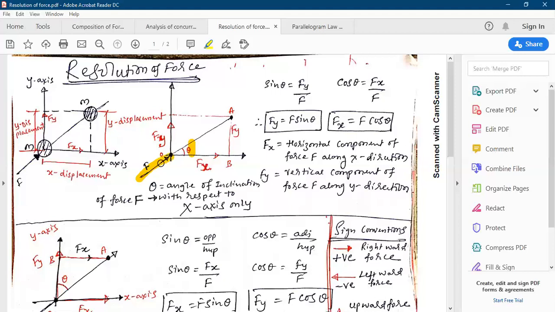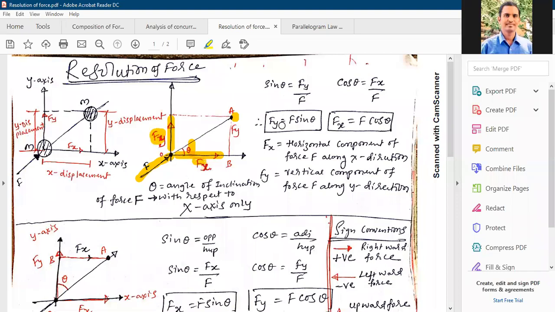At this point, if I push this body or this particle, it will travel some distance, it will undergo some displacement. To cause this displacement, we have to apply some force in the x direction and some force in the y direction. What is the amount of force responsible for x displacement, and what is the amount of force responsible for y displacement? Identifying these components is resolution of force.